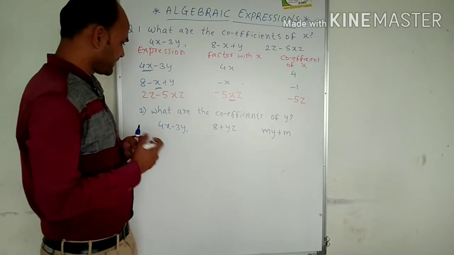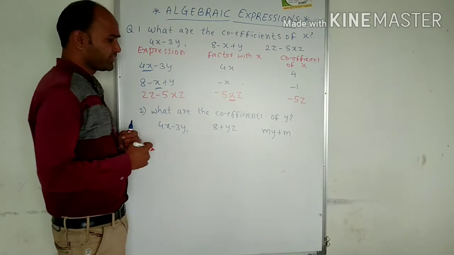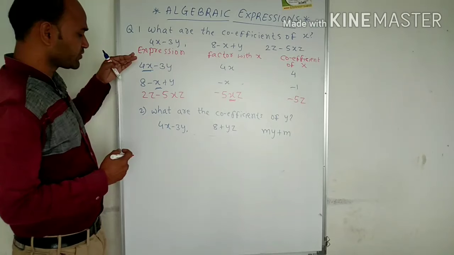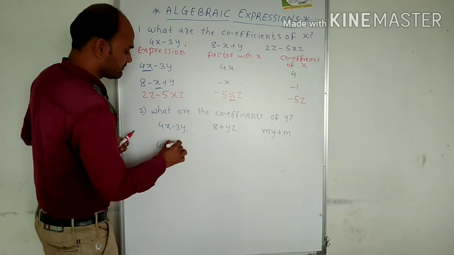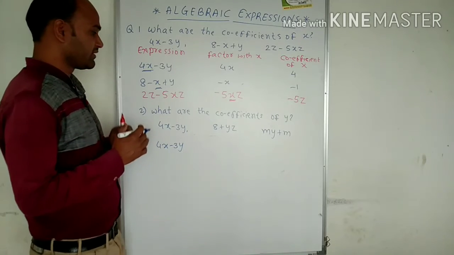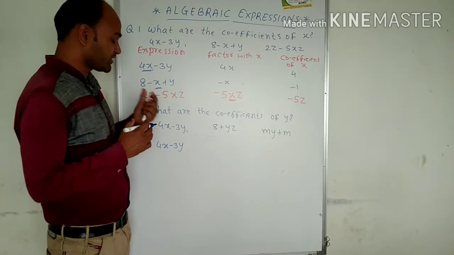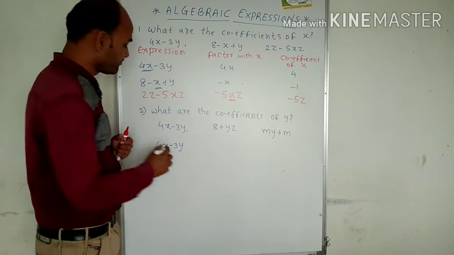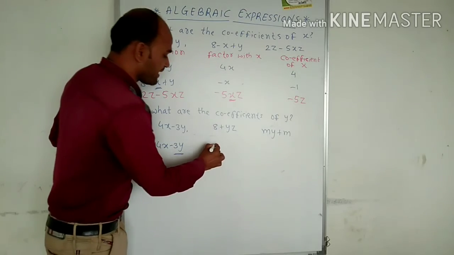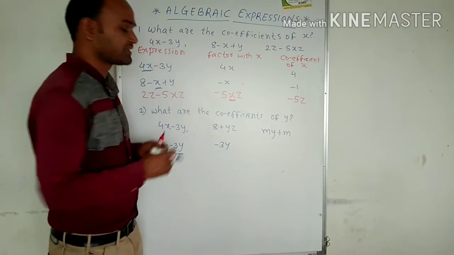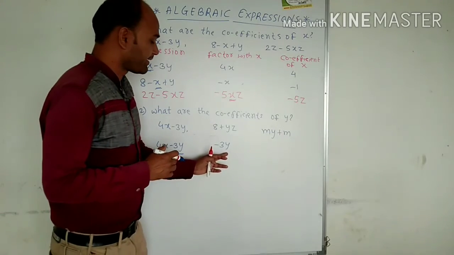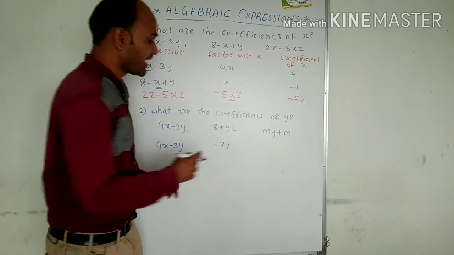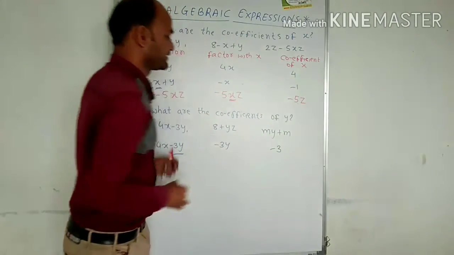In the same case, what are the coefficients of y? We have to write here the expression. First one is 4x minus 3y, and what is the coefficient of y? Which term has the y? This term has the y, that is minus 3y. So what is the coefficient of this y? The coefficient of y becomes minus 3.